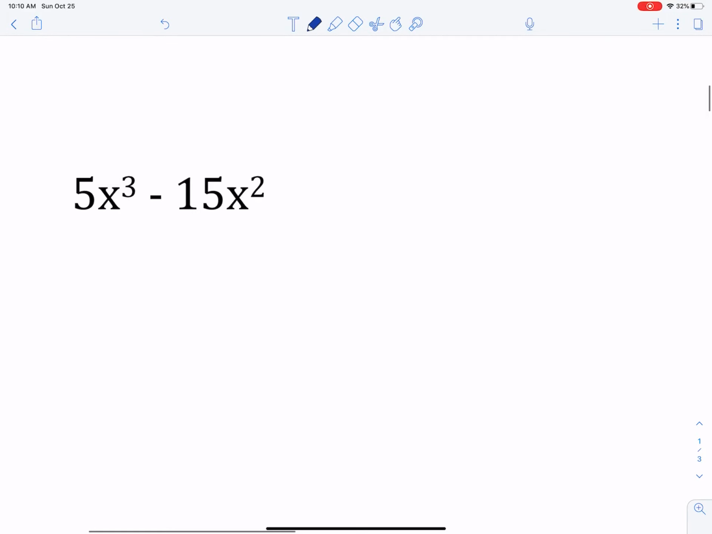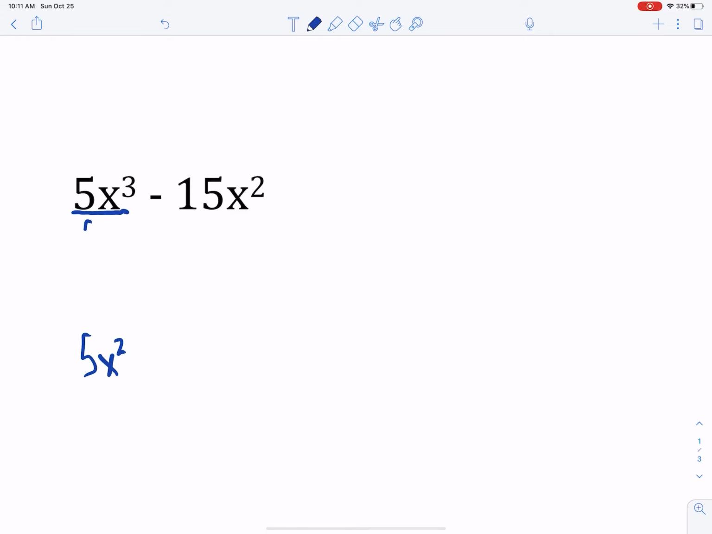Our next one, we have 5x cubed minus 15x squared. So first, I look for a number and see if there's a number that I can factor out of both parts. For 5 and 15, those are both divisible by 5. Next, I look for a variable. We have x cubed and x squared. So there is an x in both terms, and I factor out the smallest power of the variable that's in both terms. In this case, it's going to be x squared.